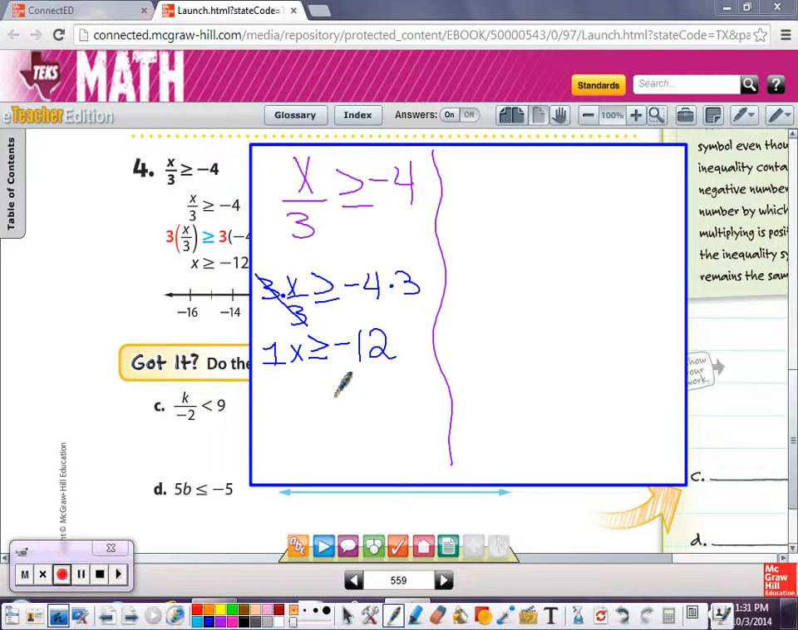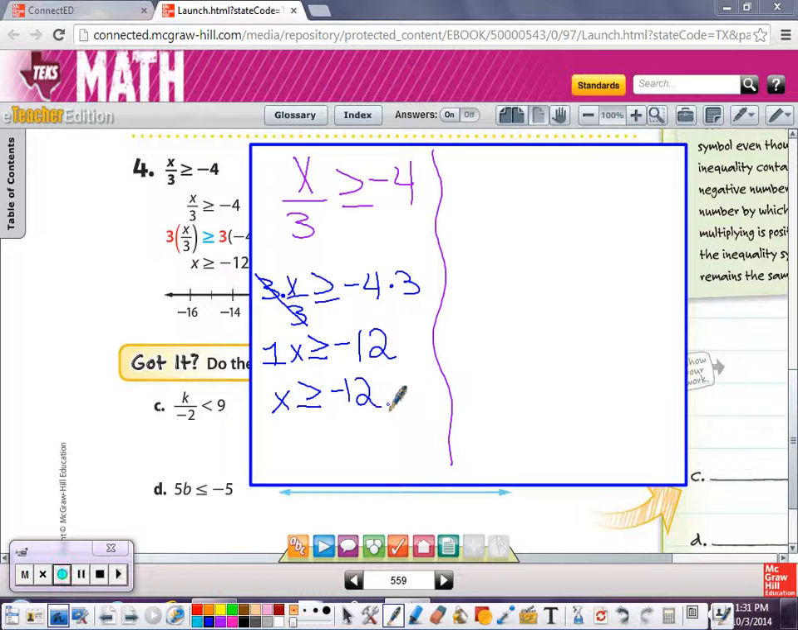Now, notice that I did not switch signs. That's because when I multiplied in this case, over here, I was multiplying by a positive number. You only flip the sign if you're multiplying or dividing by a negative number. So, to finalize my answer, x could be any number bigger than or equal to negative 12.